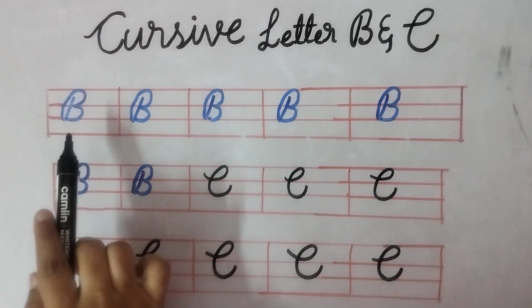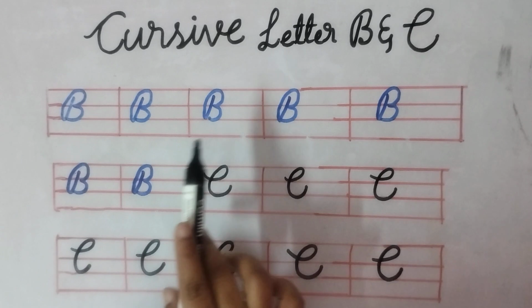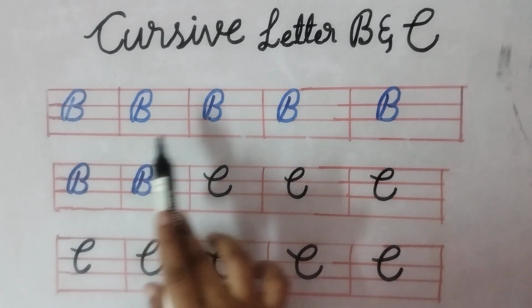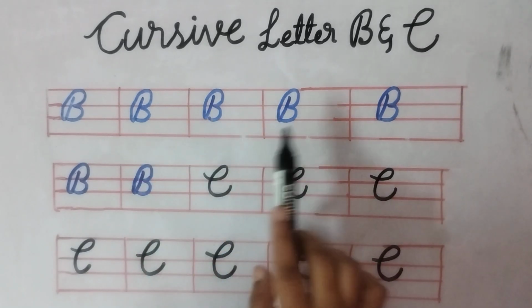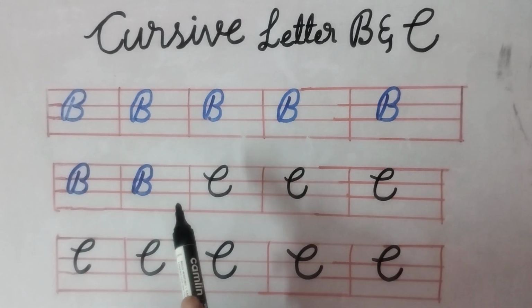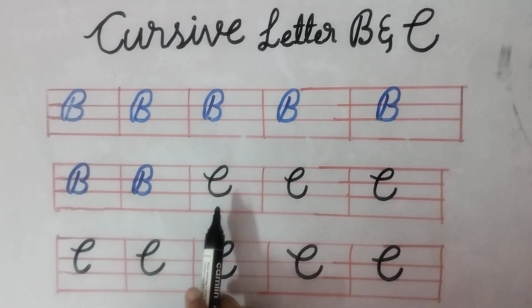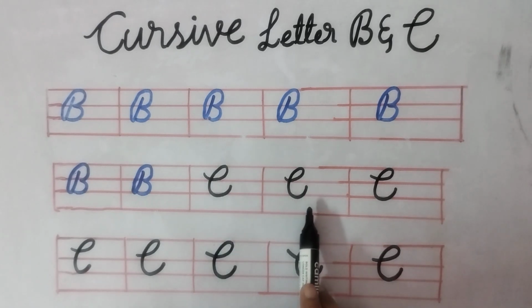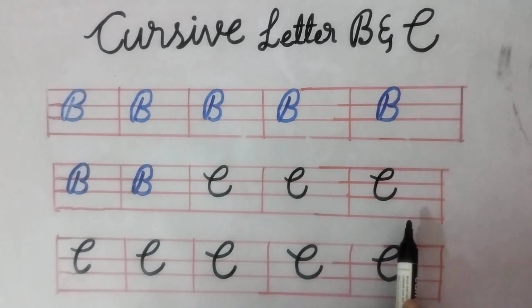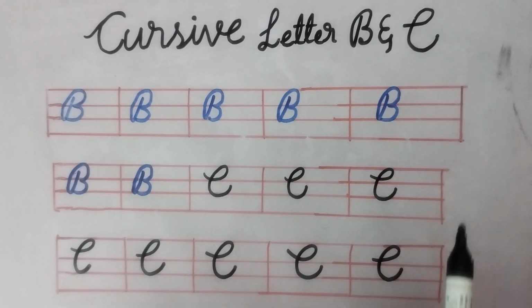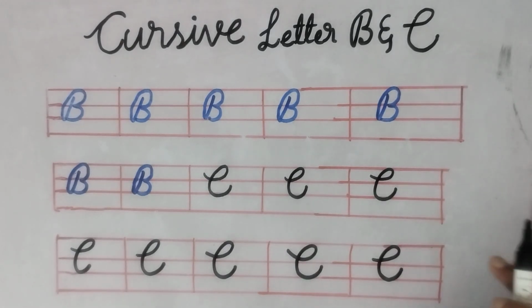So B for ball, B for bat, B for butterfly. So B for balloon. So B for boy. C for cat, C for cow, C for camel. Okay, C for cat, C for cow, C for camel. So like this we have to practice cursive uppercase letters in 4 lines.